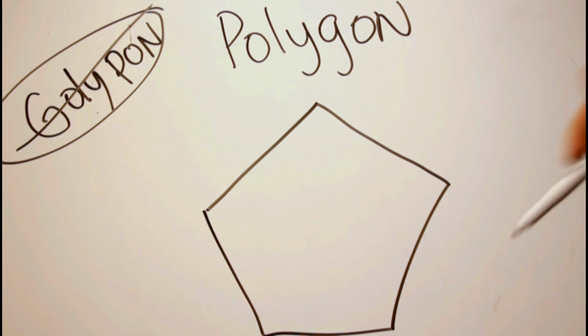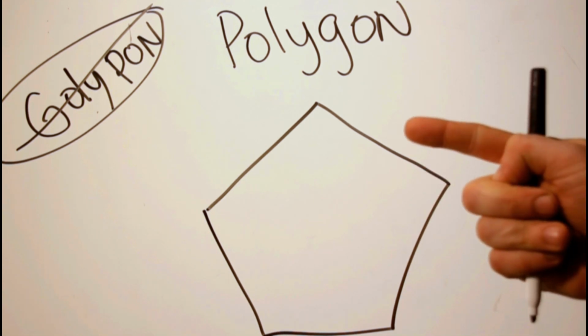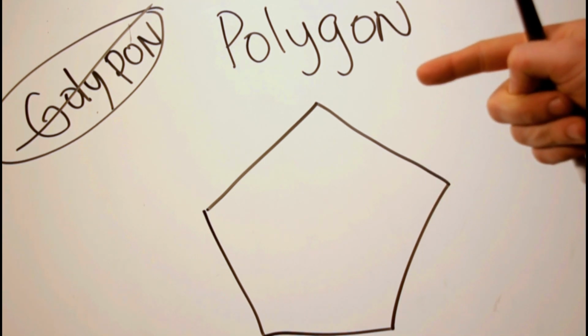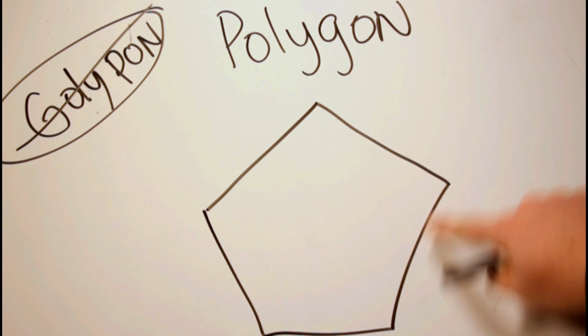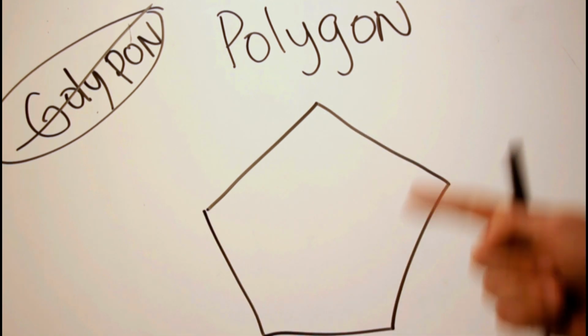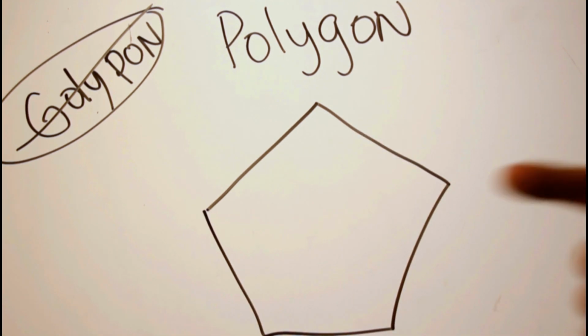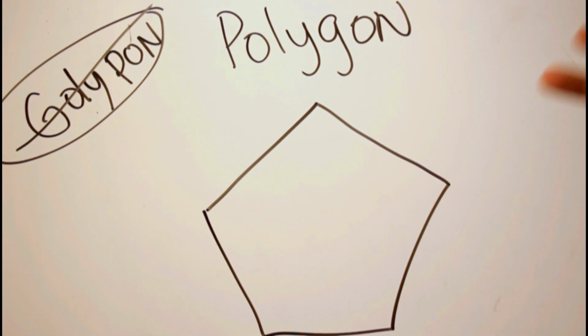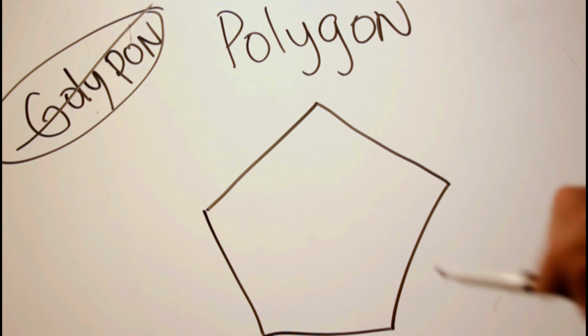All right, so let's look at this. Let's think of our three rules. One, does it have three or more sides? 1, 2, 3, 4, 5. All right, that first rule does work. The second one, is it a closed shape? Yes, it is. It is a closed shape.